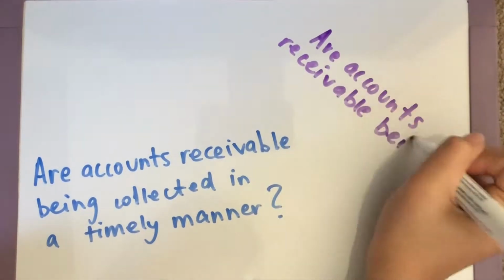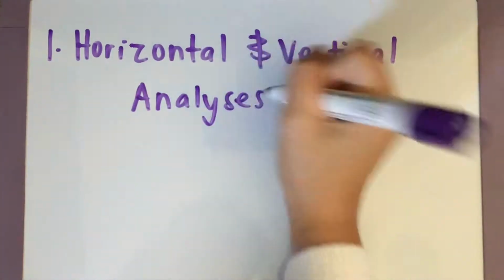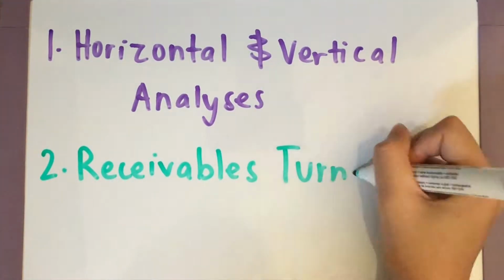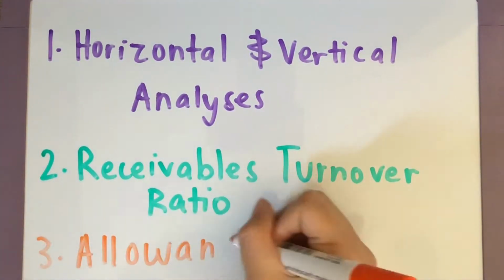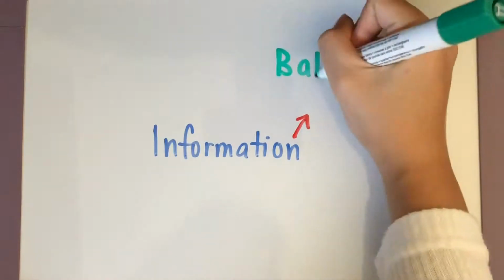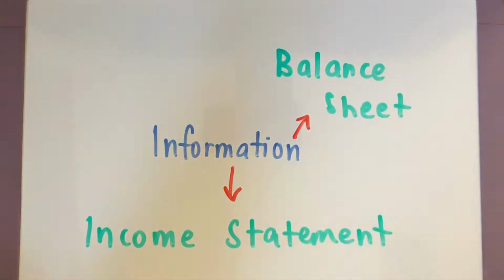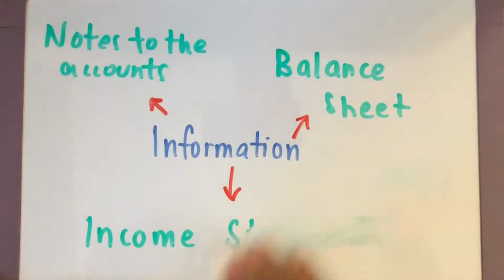managing them. The three main ways of analysing receivables is through a horizontal and vertical analysis, the receivables turnover ratio, and the allowance ratio. Information to formulate an analysis is drawn from the statement of financial position, the statement of profit and loss, and the notes to the accounts.